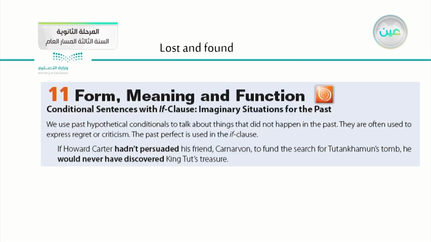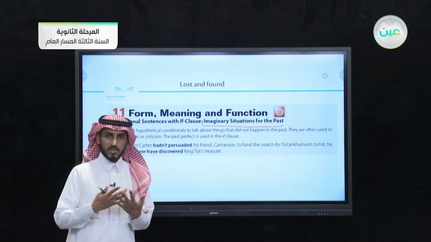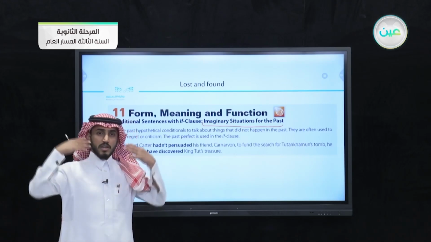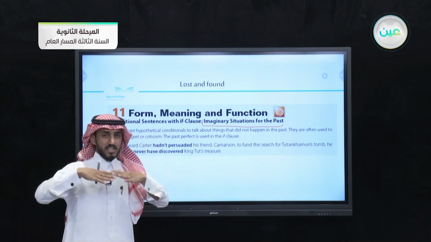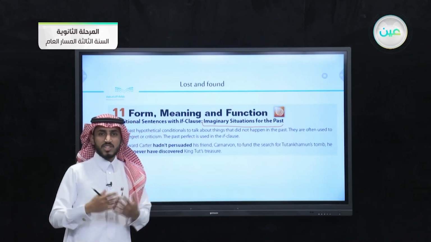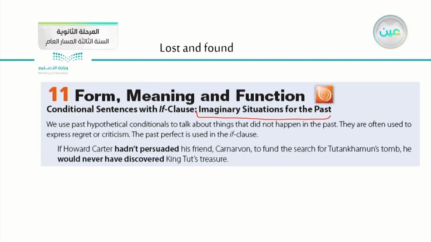We will start with the first part, which is conditional sentences with if clause when we talk about imaginary situations for the past. Imaginary means something that is not true, something that is not real, something we only imagine. It's only in our minds. It didn't happen. It's just imaginary. We are just thinking about that thing.